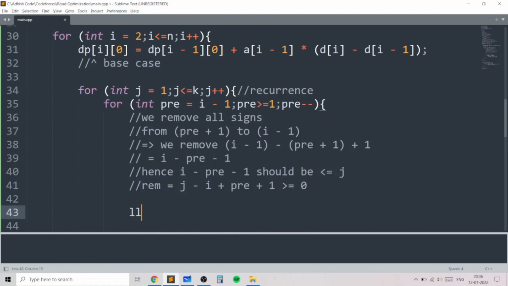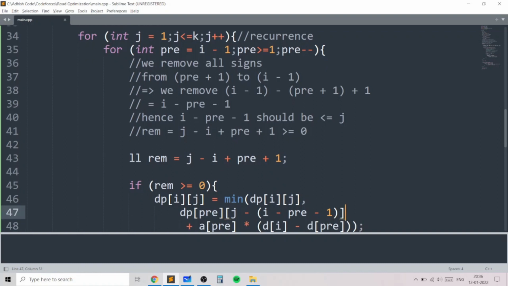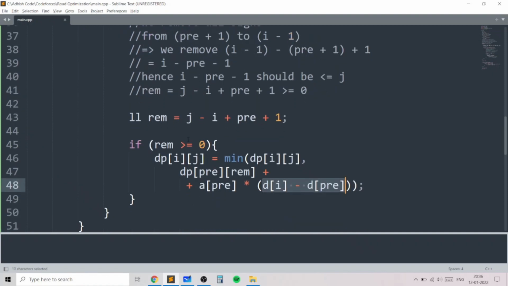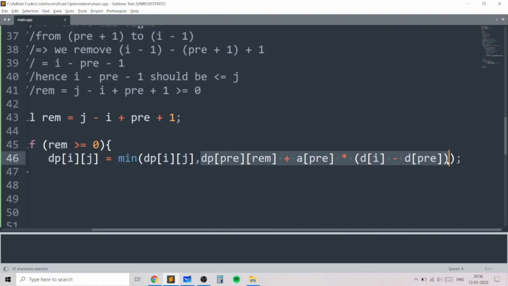And we can compute this quantity over here. So I'll explicitly write it over here. Rem is given by j minus i plus pre plus 1, and if this rem is greater than or equal to 0, then we take the minimum with the value. So what's the value? The value is essentially dp[pre][rem] plus a[pre], which is the speed, into the distance, which is d[i] minus d[pre]. That's the quantity which we take the minimum with in the dp recurrence, and that's then the recurrence. So this is actually the main part of the logic which you should understand.